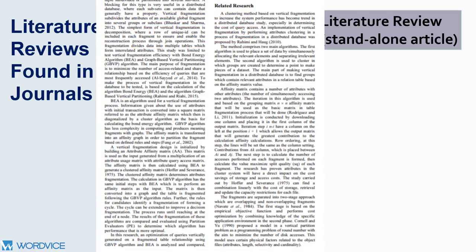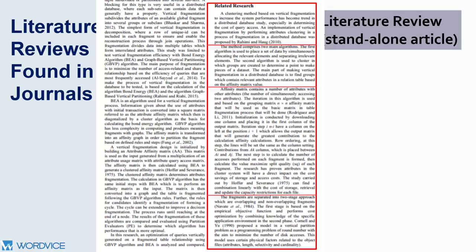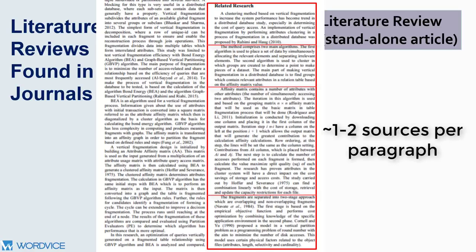Here is an example of a review of the literature, accompanied by the heading, Related Research. This section is 4 paragraphs in length and cites 4 to 5 sources, or roughly 1 source per short paragraph. This is fairly standard for a literature review introducing an article or study.